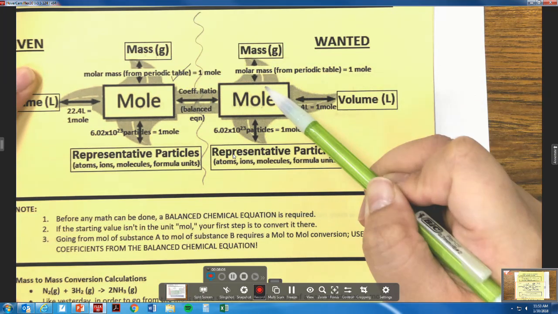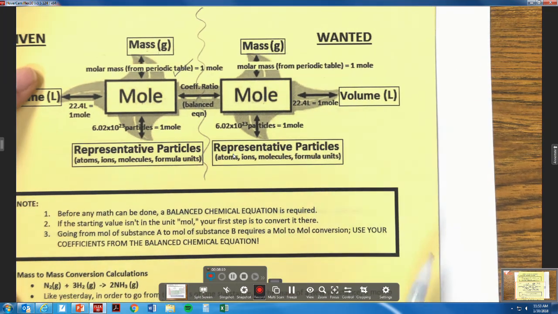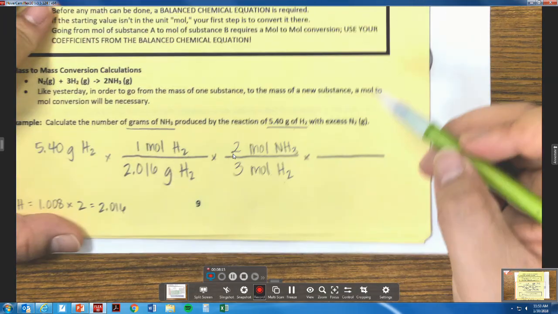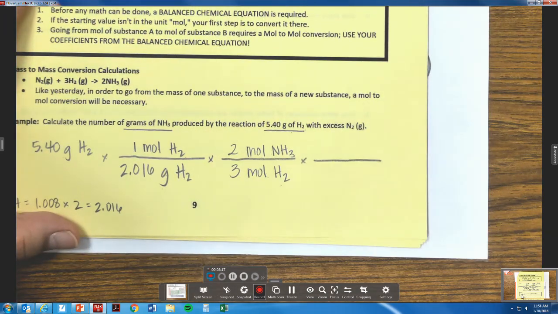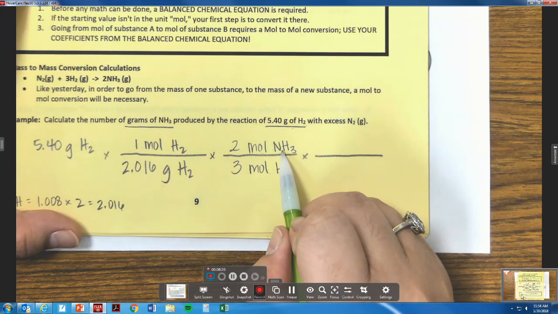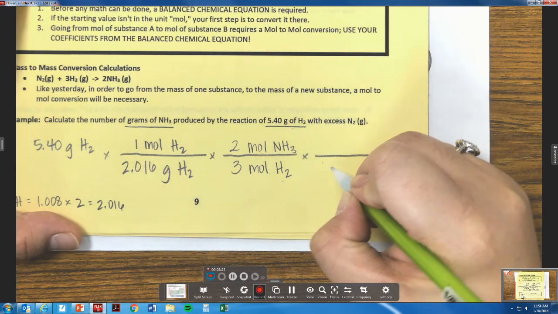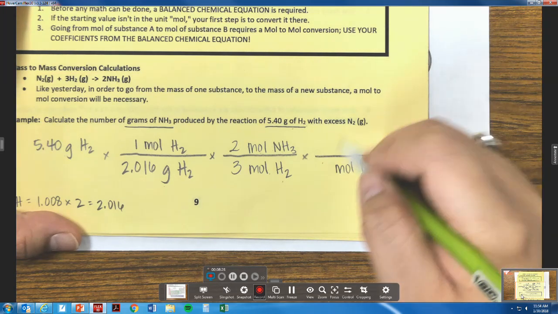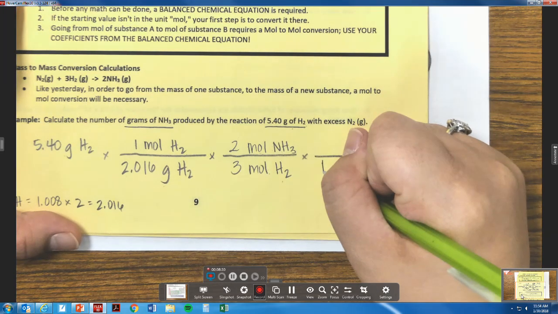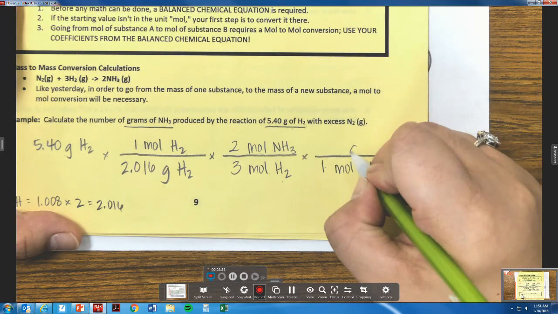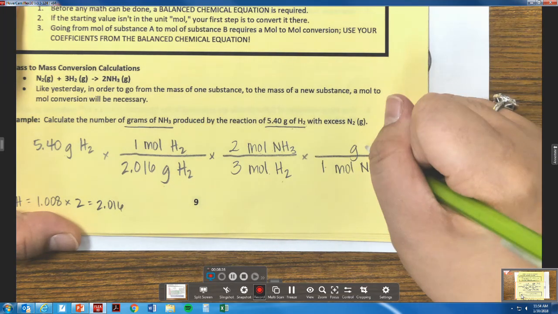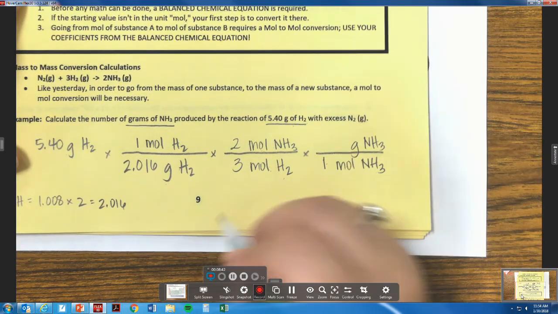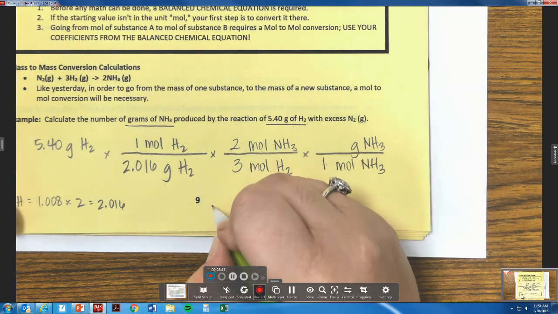Now we're back to molar mass equals 1 mole of our wanted. Remember our diagonal rule. If this is moles of ammonia, then diagonal of that needs to be moles of ammonia. And then remember our conversion factor was for 1 mole. It's going to equal the molar mass of NH3. So again, we have to determine what our molar mass is for ammonia.